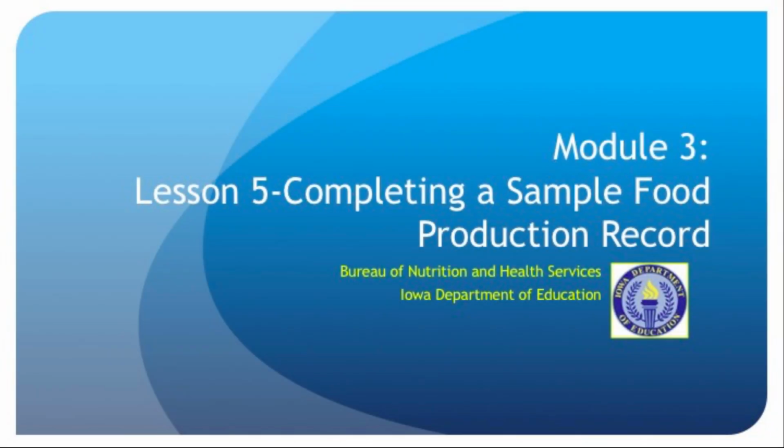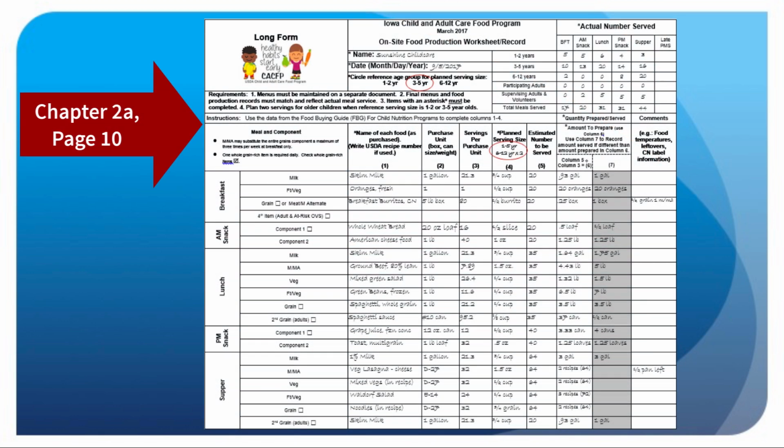Welcome to Module 3, Lesson 5. In this lesson, we will show how to use the online interactive food buying guide to complete the food production record, long form. Follow along using the completed form in the manual.